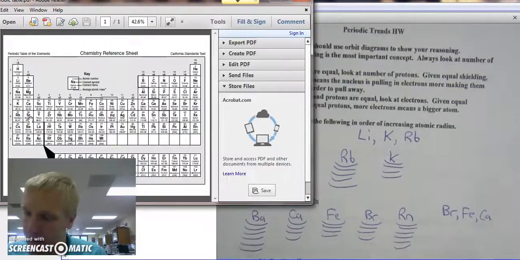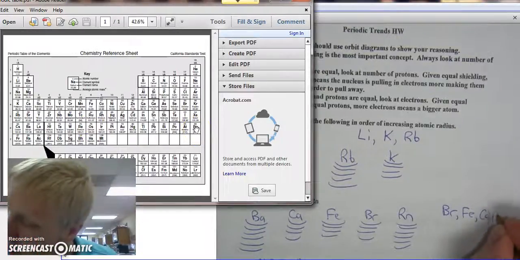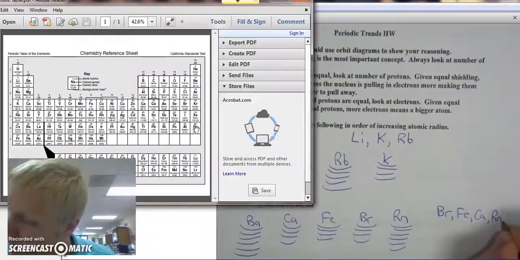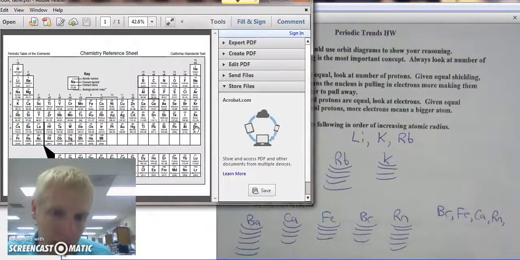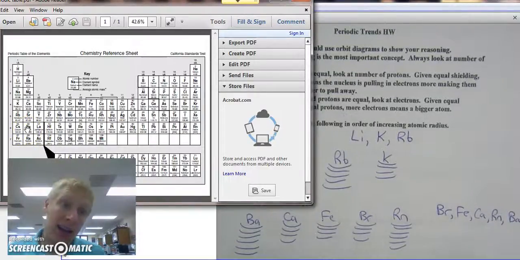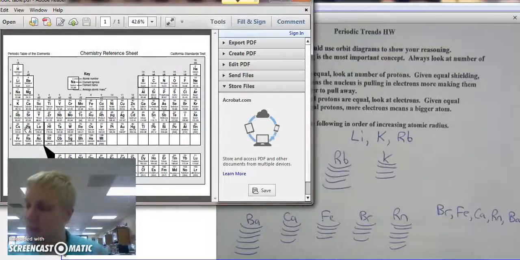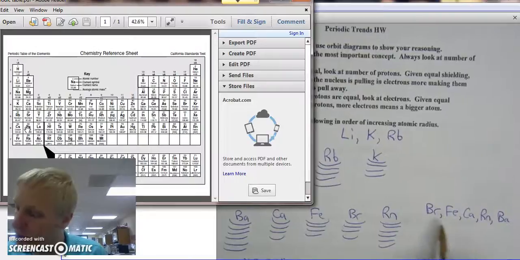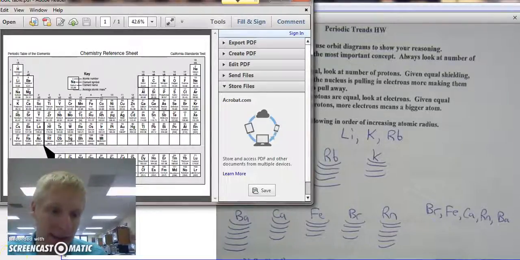Next, we have barium and radon. Barium's over here, radon over there. Radon has more protons, so it is going to be the next largest, but then the very largest is going to be barium, again because it's closest to francium, and it does not have as many protons as radon does, so it doesn't have as strong of that nucleus attraction, getting those electrons closer to itself. And that is the order: bromine, iron, calcium, radon, and barium for smallest to greatest atomic radius.